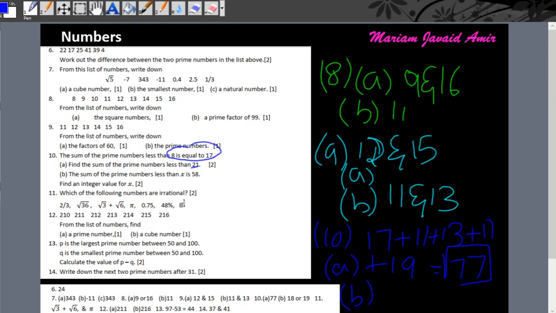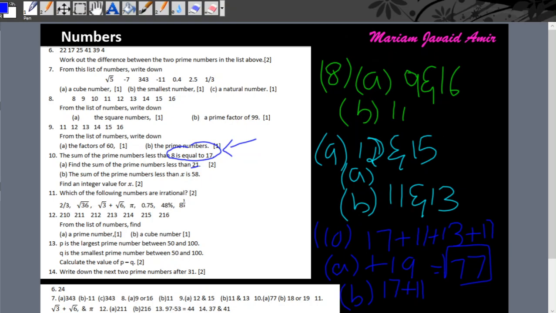So the sum of prime numbers less than x is 58. Let's go back to this part again: the sum of the prime numbers lesser than 8 is equal to 17. So we have 17. Now the next prime number was 11. Let's add that. So 17 plus 11, that's 28. That's still way smaller than 58.